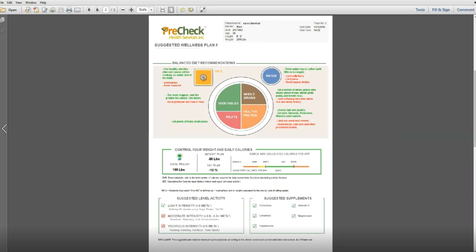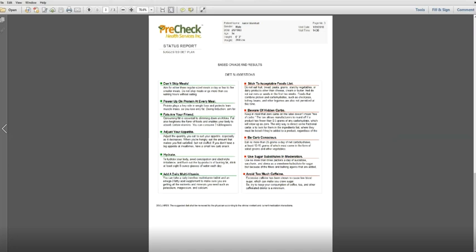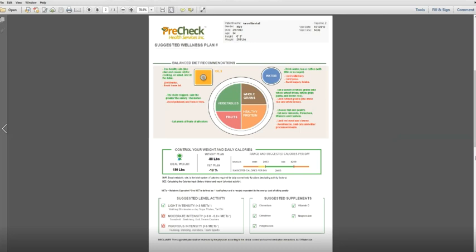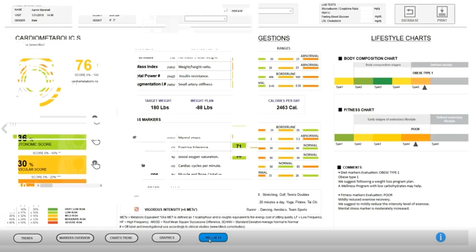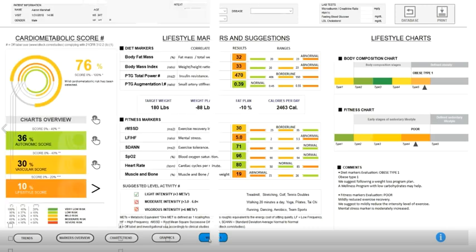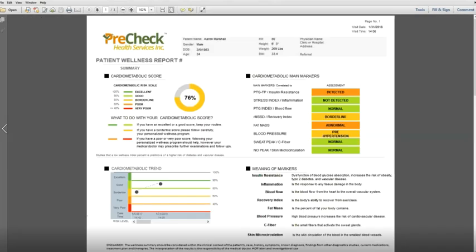and then we have the recommended diet, okay, the recommended exercise, as well as some suggested supplements. So we've included a wellness report. This incidentally needs to be printed out separately. You'll print this out. It's a PDF. You'll just print that out separately.